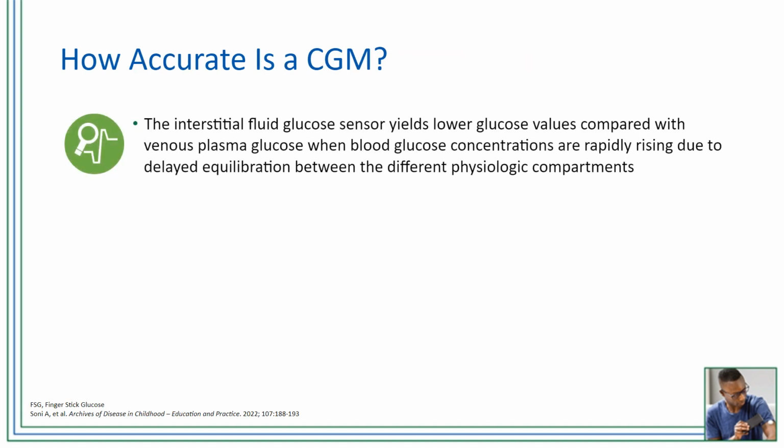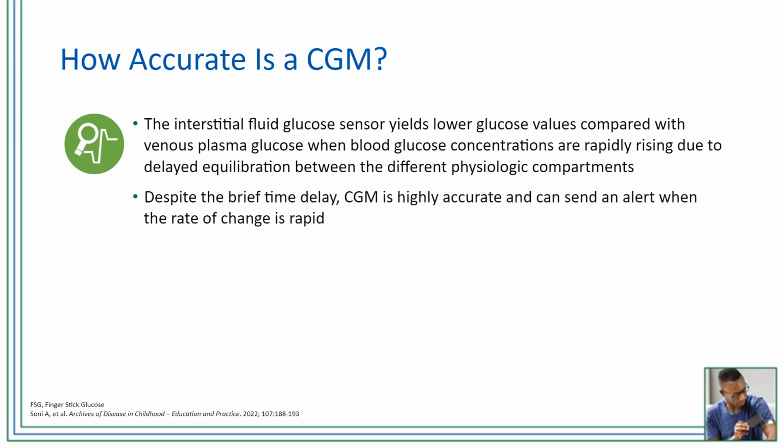So, accuracy of the CGM device. When the blood sugar levels are rapidly rising in the human body, they tend to rise faster in the blood plasma when compared to the interstitial fluid. The CGM device is only checking the blood sugar level in the interstitial fluid. Therefore, there will be a slower rise in sugar levels detected by the CGM monitor. Even despite a brief delay, the CGM is still highly accurate and can send alerts when the rate of change is rapid.